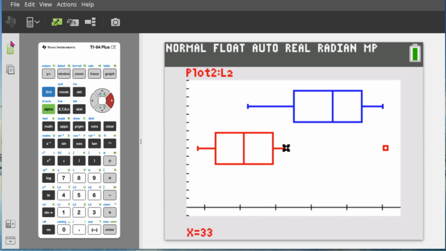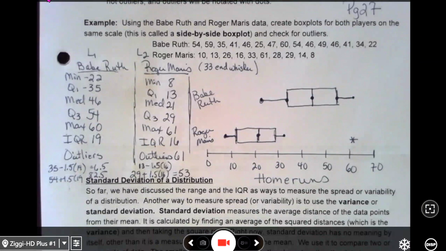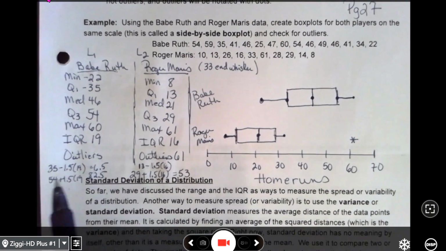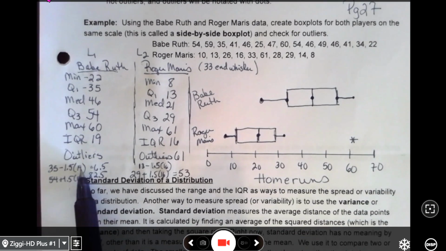All right, so I'm going to give you some time. I'm going to stop and let you do that, and then we're going to go look at our pictures. All right, so we're back, and we've drawn our graphs and our data displays. And I've gone and figured out my outliers. And remember, it's Q1 minus 1.5 times your IQR and Q3 plus.